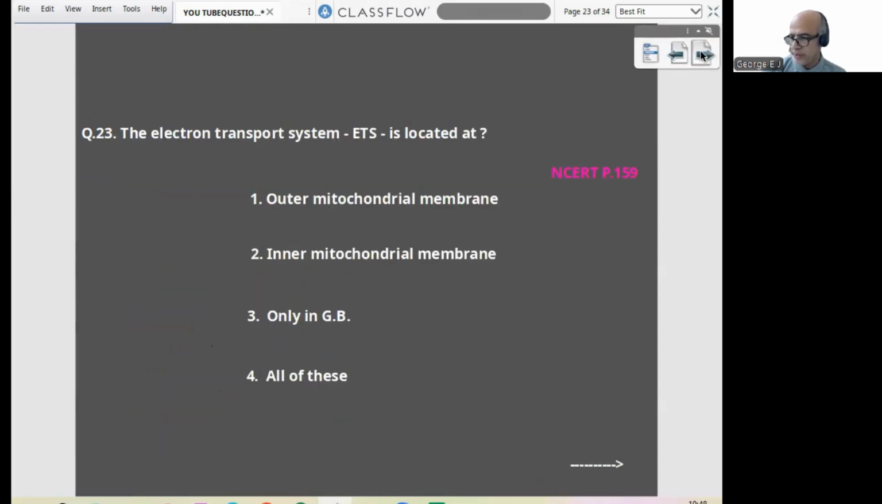Electron transport system is located at, in the inner mitochondrial membrane. Direct question. That is the original membrane of mitochondria. That is a clue from our cell, the basic unit of life. Which membrane is original for mitochondria? Inner mitochondrial membrane. I think the idea is clear.